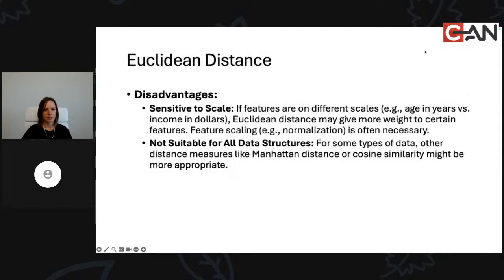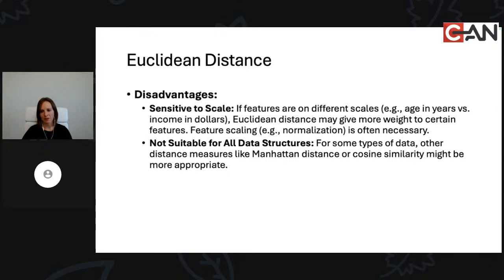Okay. So I mentioned earlier that Euclidean distance may not be the right metric. It's really sensitive to scale. So if your features have very different minimum and maximum values in them, it may not be applicable.